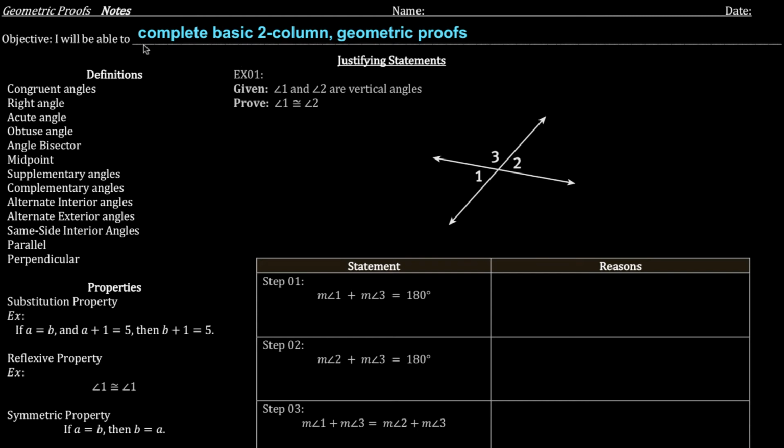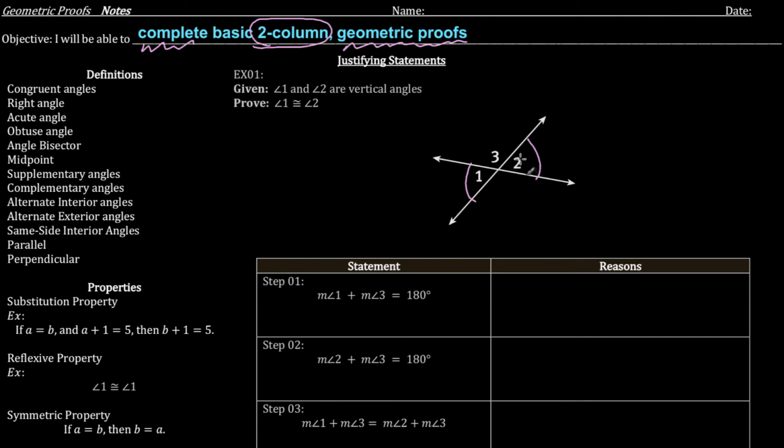Okay, so in this lesson we are going to complete basic two-column geometric proofs. Basically, we're going to be given some information and we are going to use it to prove some other information. So in example 1, we're given that angle 1 and angle 2 are vertical angles. We're going to prove that they are congruent to each other.